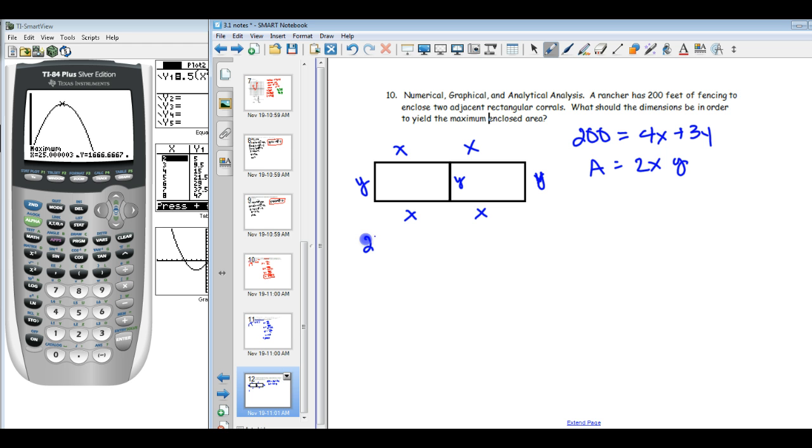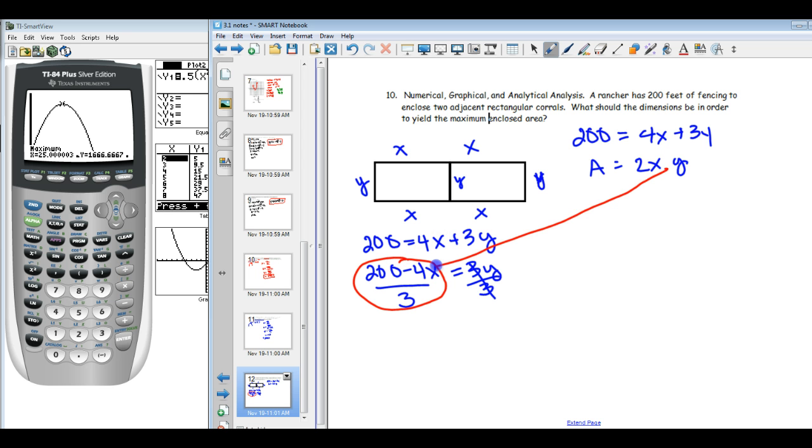Now, take the fencing equation and solve it for y. And then substitute into the area equation. So we're going to put all of this in for y right there. So our formula is A equals 2x times (200 minus 4x) over 3.